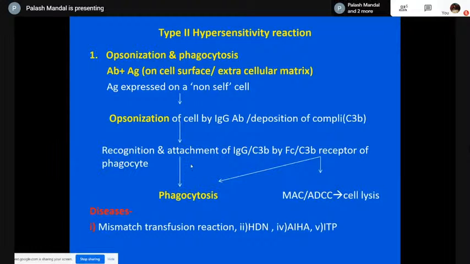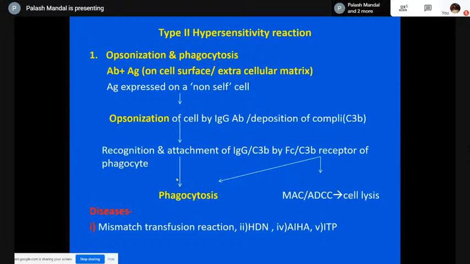Opsonization means the coating of the antigen by a particular antibody, so that it can be easily taken up by a macrophage. It becomes more palatable for the macrophage and can be more easily destroyed. There is either a deposition of complement, or recognition and attachment of the immunoglobulin or complement by a receptor of the phagocyte, that is either the Fc receptor or the complement C3b receptor, which eventually leads to phagocytosis.